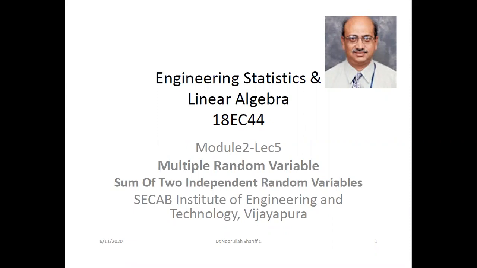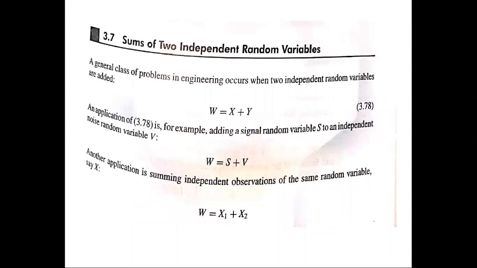The sum of two independent random variables will involve random variables x and y, where the sum is w equal to x plus y. A general class of problems in engineering occurs when we have two independent random variables which are added together. So w is equal to x plus y. This might be the case when x is the signal and y is a random noise component. So x corresponds to the signal and y corresponds to noise.